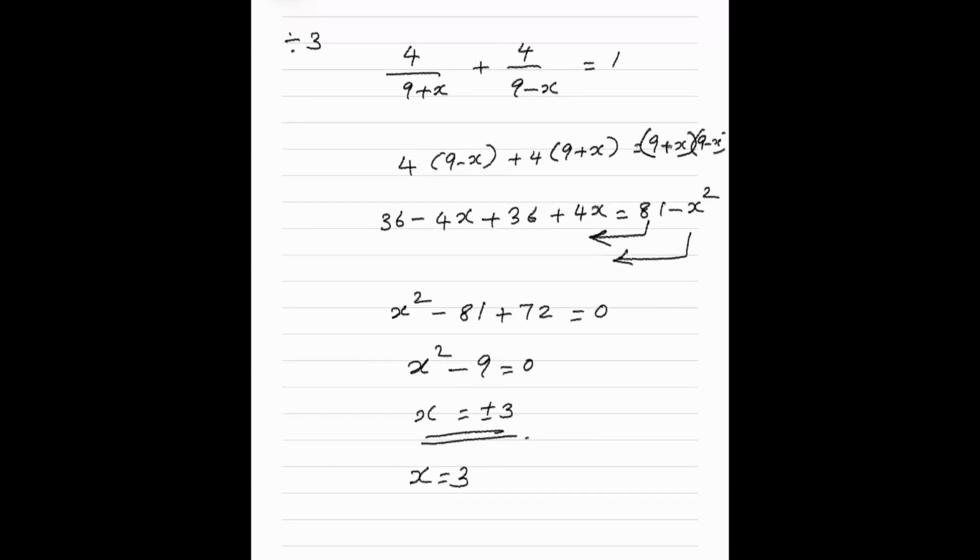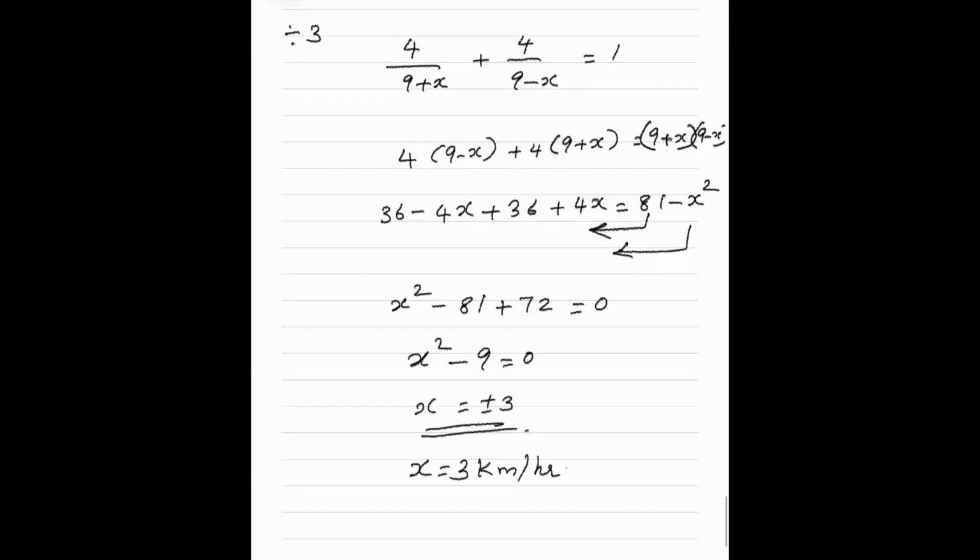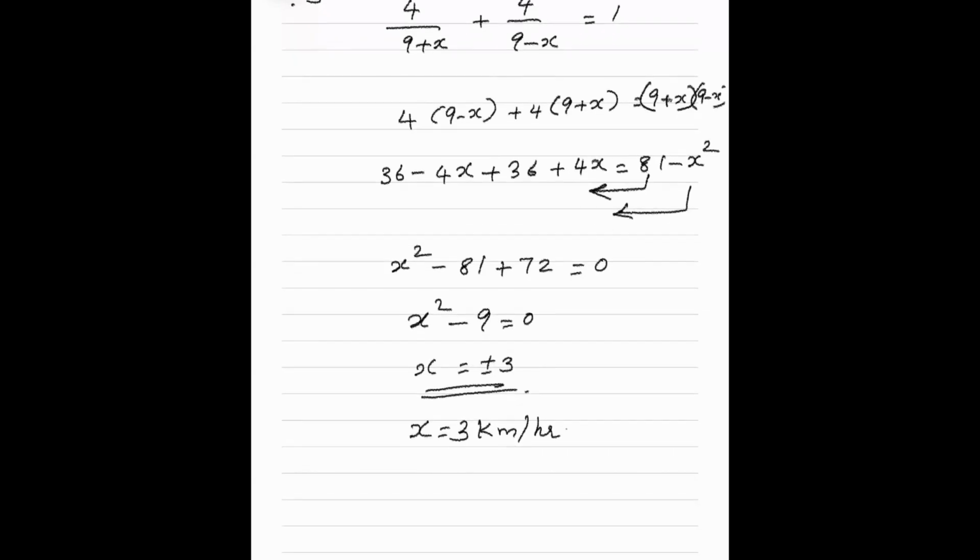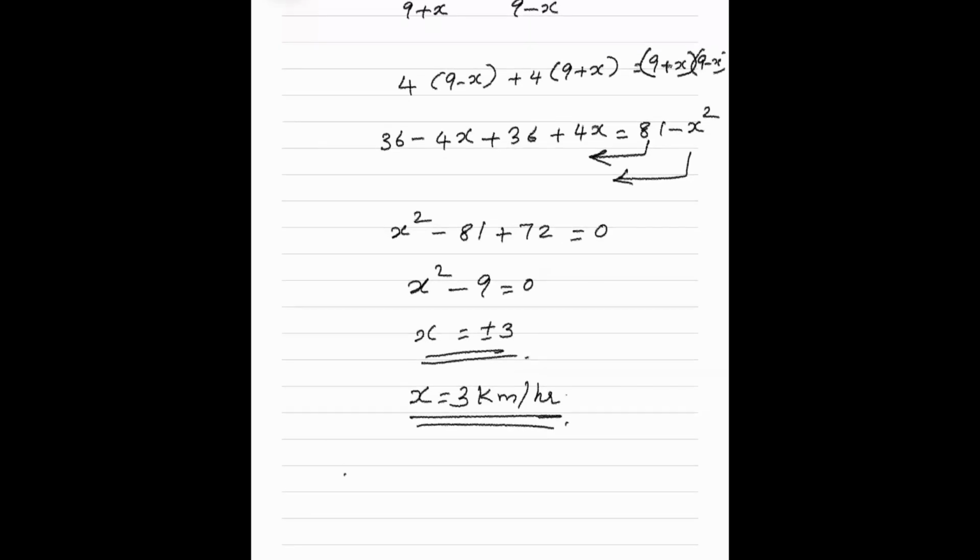x is equal to 3 kilometers per hour. We are not considering negative speed. Negative velocity I'm not considering. So only this we will consider. So therefore, the speed of the stream is 3 kilometers per hour.